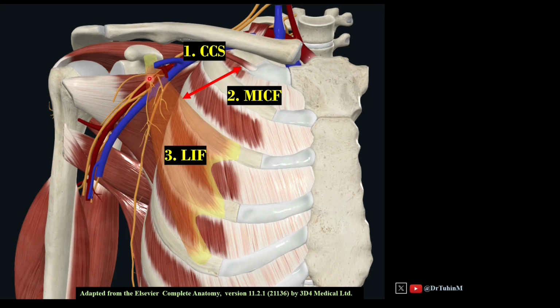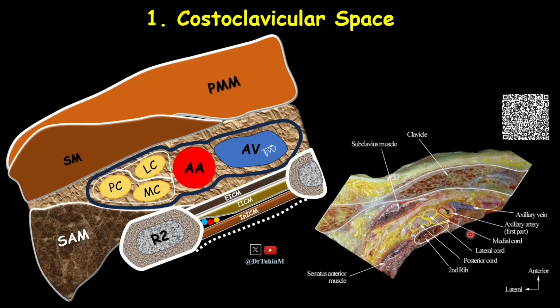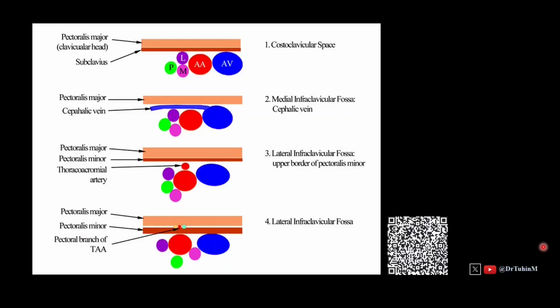Lateral infraclavicular fossa lies deep to the pectoralis minor muscle and in relation to the second part of the axillary artery. Within the costoclavicular space, the cords are clustered together lateral to the first part of the axillary artery and lie between the clavicular head of the pectoralis major muscle and subclavius muscle anteriorly and the serratus anterior muscle overlying the second rib posteriorly. The lateral cord is most superficial and the posterior cord is most lateral here. If you visualize the cephalic vein or the thoracoacromial artery and its branches on ultrasound, it indicates that you are scanning beyond the costoclavicular space.